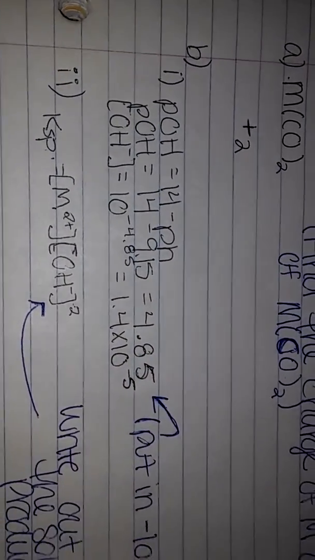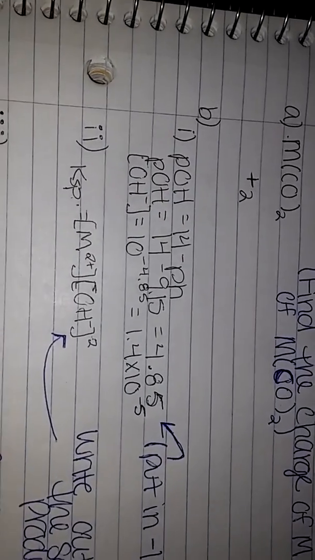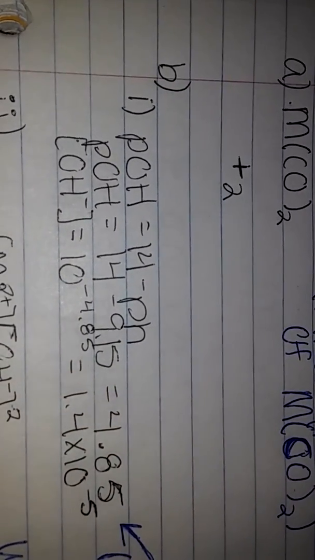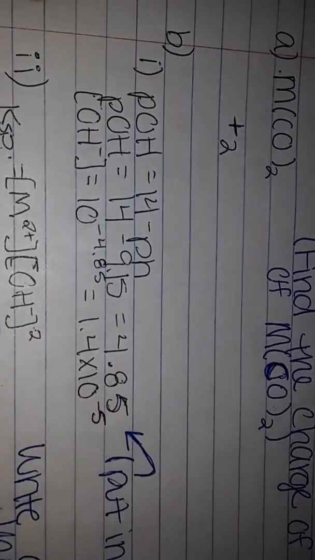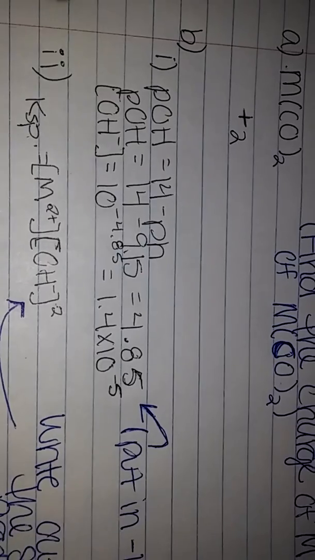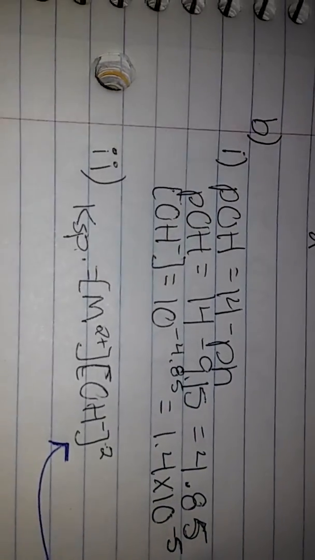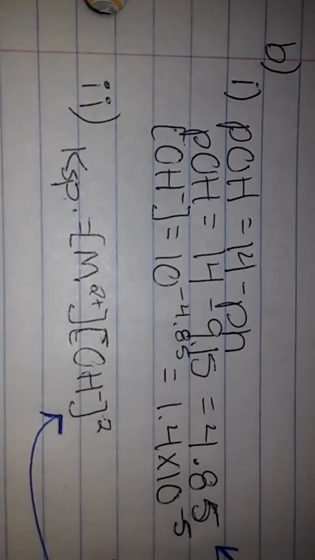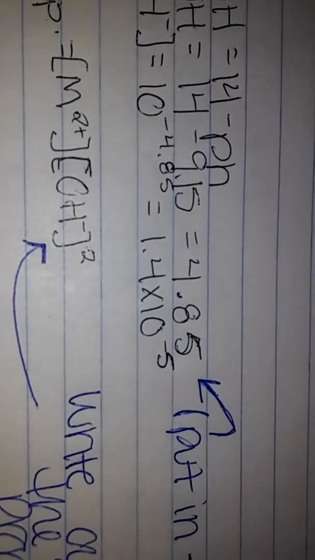And part B, we have 3 parts, and in the first part you want to calculate the OH- concentration in the problem. So you would do your steps: pOH is equal to 14 minus pH. You plug it in because you're given the constant 9.15, and you would do 14 minus 9.15 and you should get 4.85. Once you've gotten 4.85, you put in the negative log and you should get 10 to the negative 4.85, which is also equal to 1.4 times 10 to the negative 5th.